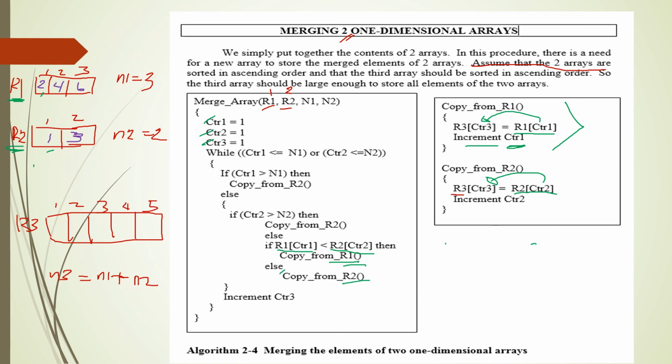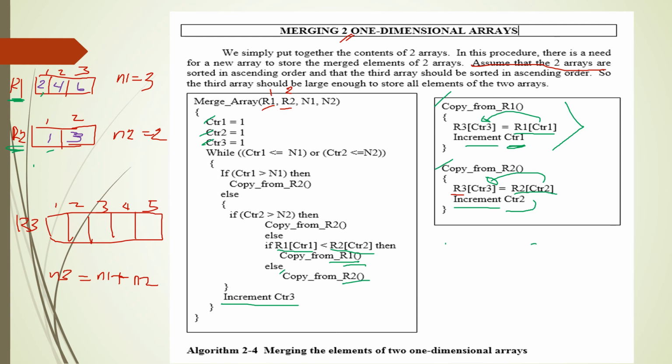Now, if we're going to copy from array 2, then our counter 2 should be incremented. Right? And either of the two, whether we copy it from array 1 or we copy it from array 2, so either of the two, we increment our counter 3. Okay?